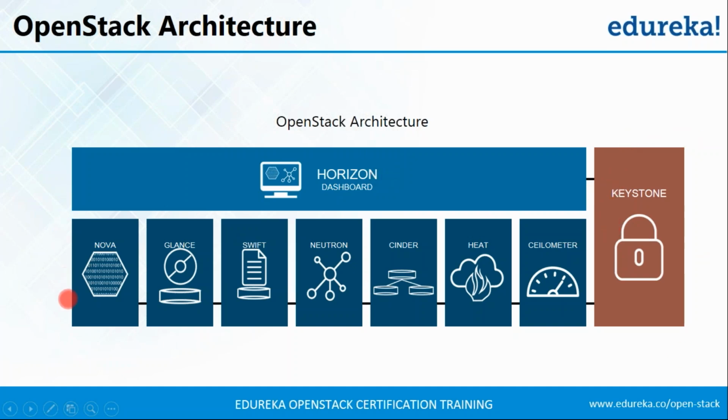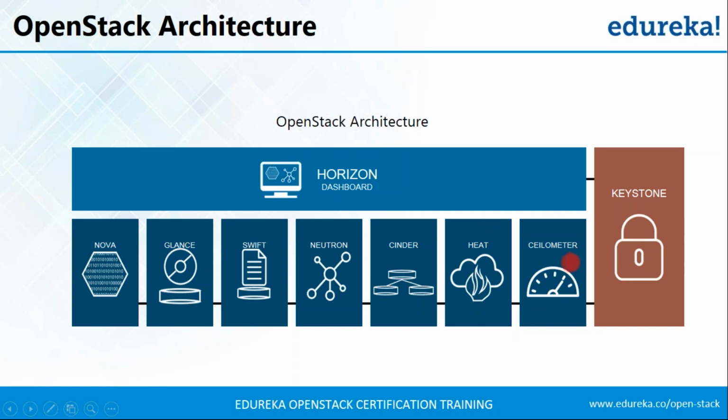And then there are the other layer of services. We have Nova, which is the compute domain. Then we have got Glance, which is the service for launching up instances. Then we've got Swift, which is the object storage service. The Neutron, the networking service. Cinder, the block storage service. Then we have got Heat, which is used for orchestration purpose, Celometer, which is used for metering and billing.